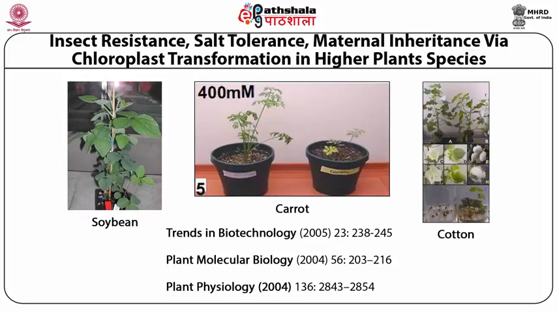In carrot, we have developed high salt resistance, where up to 400 millimolar sodium chloride can be tolerated by this chloroplast transgenic carrot. Similarly, in cotton, we have shown that the gene is not transferred to other crops when you express the gene in the cotton chloroplast. So these are nice examples of containing the genes and the utility of these genes in chloroplast transformation.